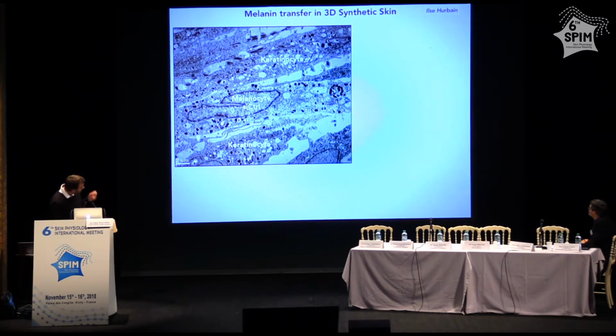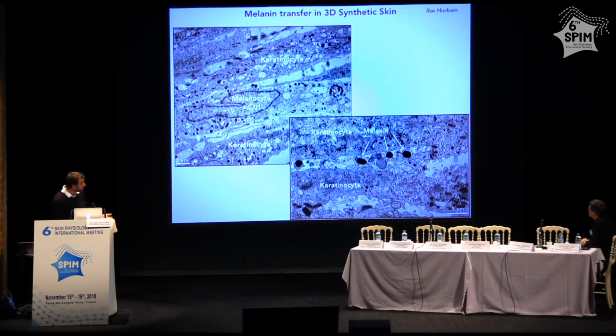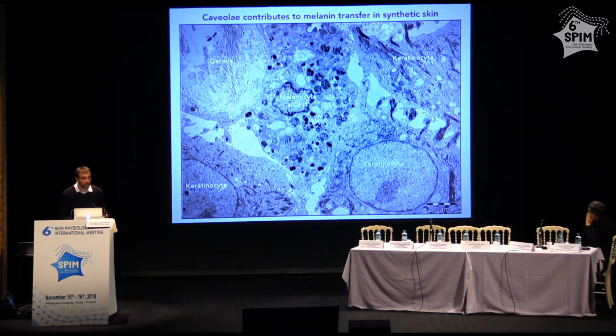So here we are in the control epidermis. You have a control melanocyte here, full of black pigment, and the neighboring keratinocytes here are also pigmented, illustrating that the transfer has occurred. On some occasions, we can also observe this naked pigment here that is likely secreted by the melanocyte and ready to be uptaken by the keratinocyte.